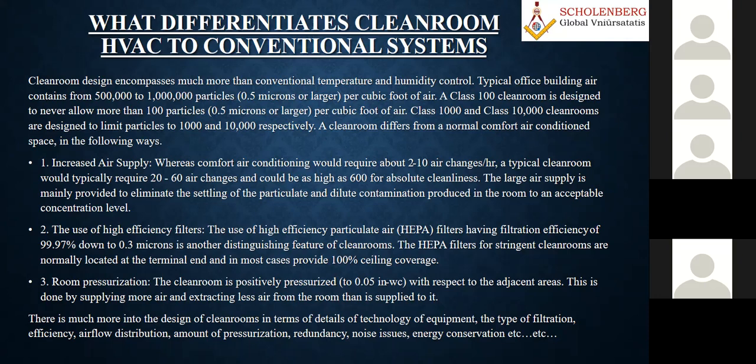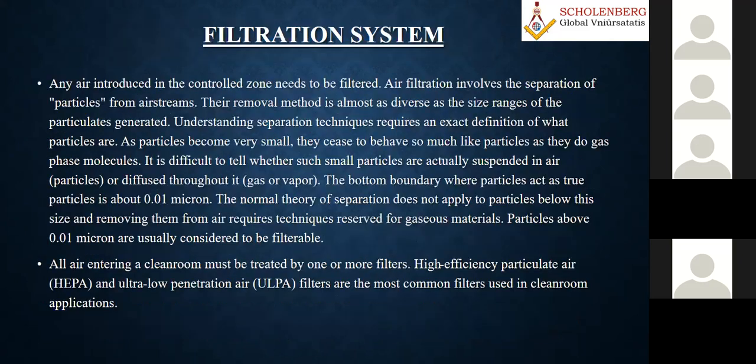Then we also use high efficiency filters in the clean room. In normal comfort air conditioning, we may not use this type of filters. Probably at maximum we stop it with the pre-filter and then fine filters or like that. And similarly, room pressurization also. This room is also positively pressurized all the time, so you need to ensure that your exhaust is definitely less than what you are supplying. So these are some of the ways it differs.